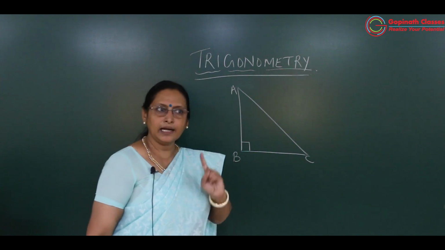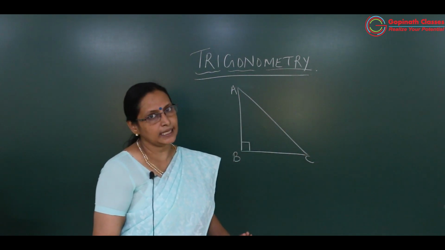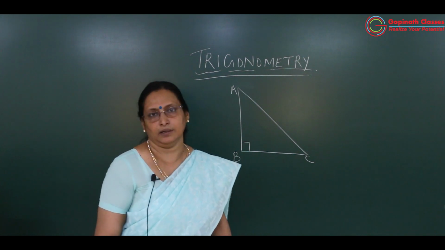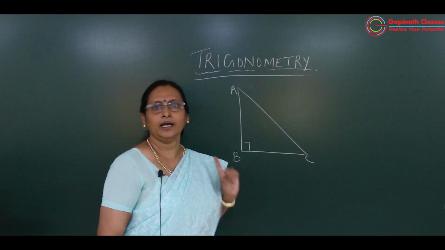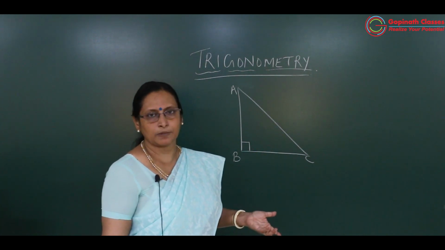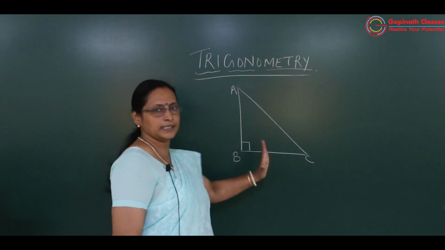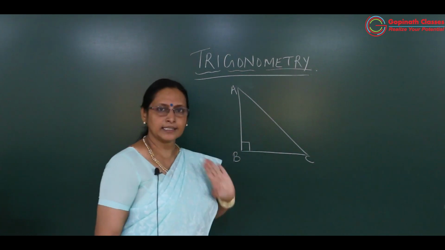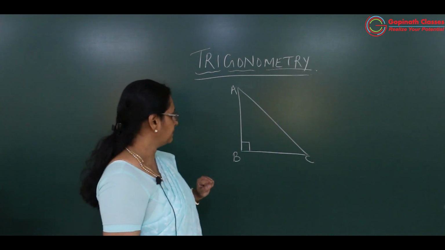So, if one angle is 90 degrees, then the remaining 2 angles will be lesser than 90 degrees, they will be acute angles. So, if one angle is 90 degrees, that triangle we call a right angle triangle. Nothing to explain more because you already know it. What is a right angle triangle? In every triangle, there will be 3 sides and 3 angles.